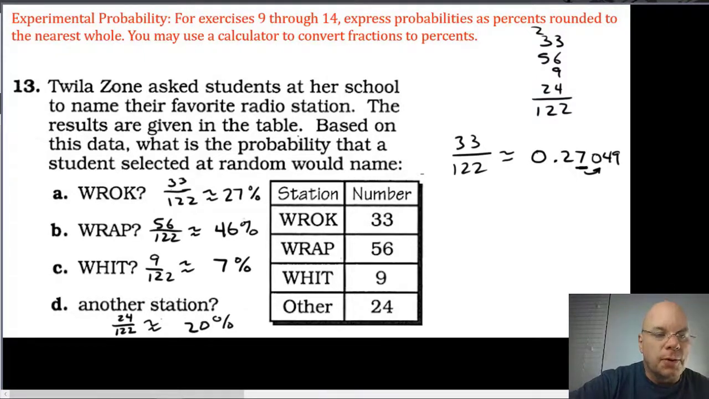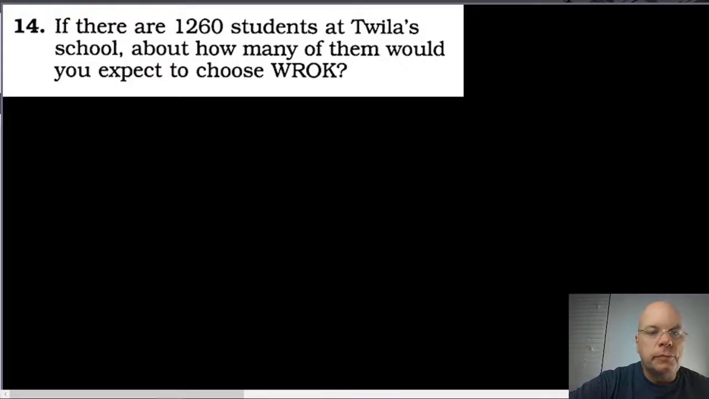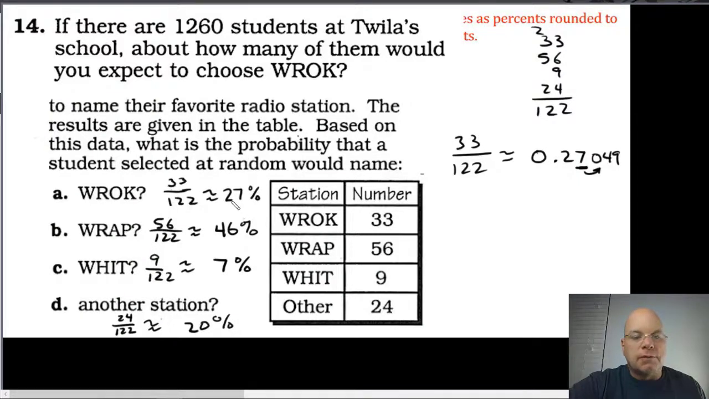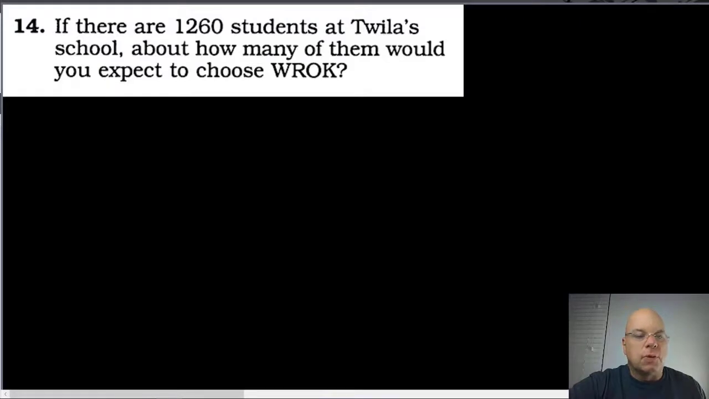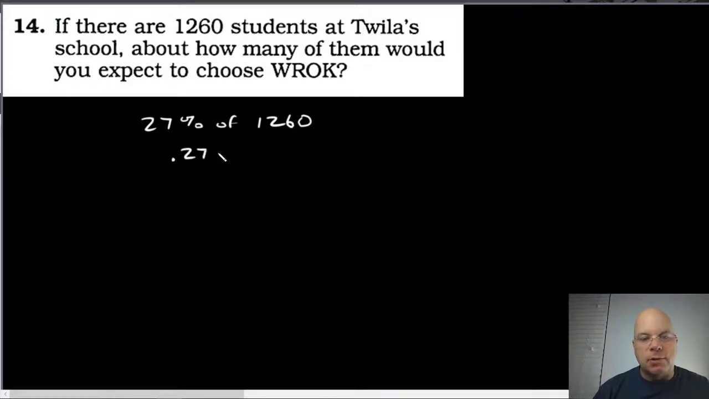I also want to look at this problem. If there are 1,260 students at Twyla's school, how many of them would you expect to choose WROK? So if we go back to the probability for WROK, 27%, you would expect 27% of the 1,260 students. So 27% of 1,260 is just 0.27 multiplied by 1,260.